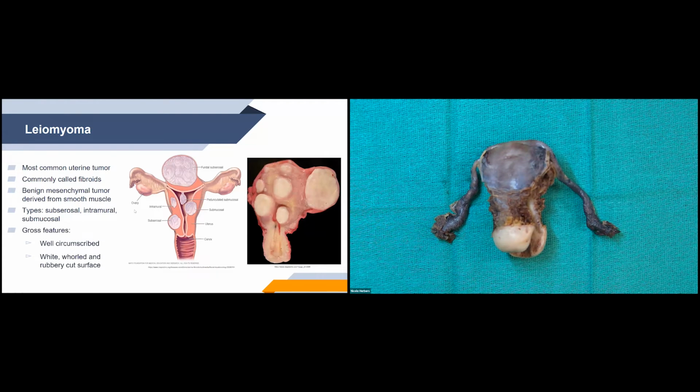So the gross features for a benign leiomyoma are typically well circumscribed, white, whorled, and rubbery cut surface. So you can see that on the image there in the PowerPoint. So all of those lesions there are very well circumscribed and white and whorled.